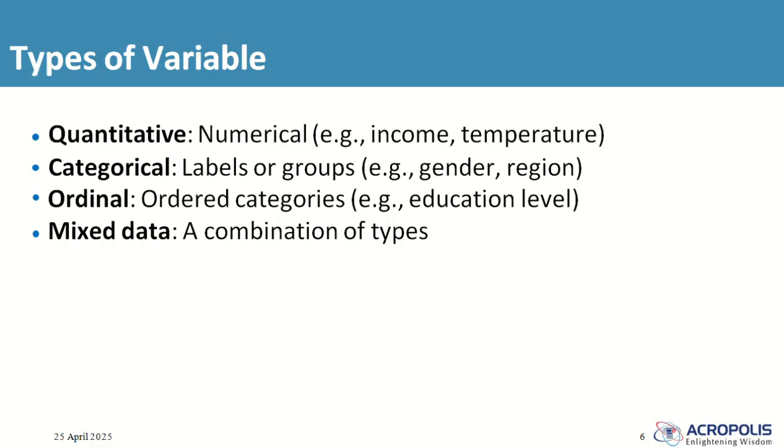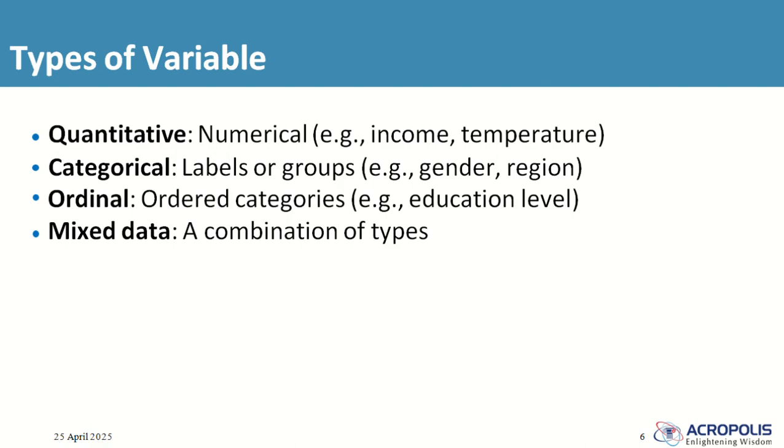Another type of variable is the categorical variable. Variables that represent categories or groups. For example, gender, male or female, country, blood type, etc. Some of the characteristics are that it cannot perform mathematical operations directly, and it is often used in classification tasks. A coding tip is that it needs to be encoded, for example, before feeding into machine learning models.